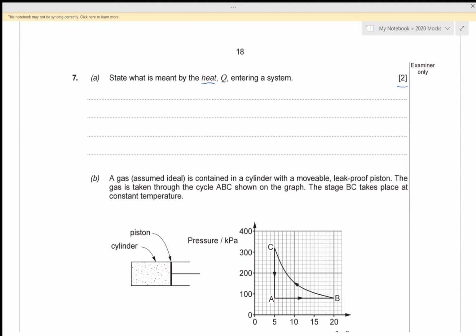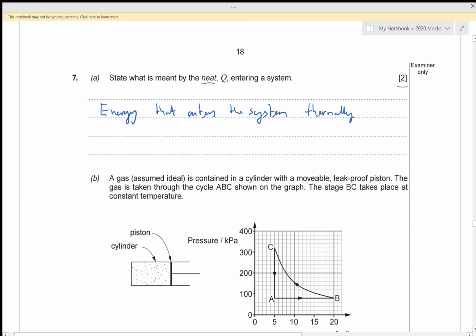So the heat entering a system I would describe as energy that goes into something by a thermal mechanism, so either by conduction, convection, or radiation or something like that. And hopefully that's enough. There's 2 marks for this. My suspicion would be that energy gets you that first mark, energy going into the system. And the second mark is for classifying the type.